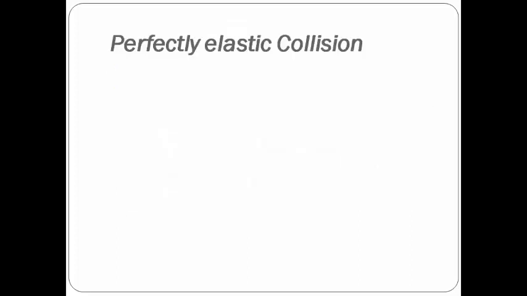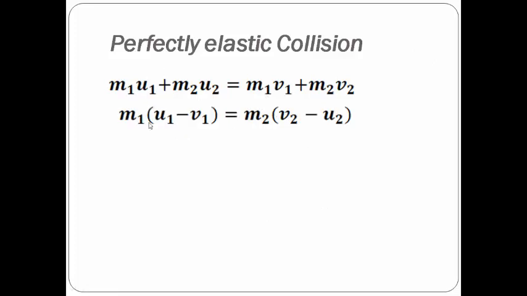For a perfectly elastic collision, we have total initial momentum equal to total final momentum. Let us take m1 common and move the terms containing m1 to the left and the terms containing m2 to the right. Taking m1 common, m1 times (u1 minus v1) will be equal to m2 times (v2 minus u2) on the right side. This is our equation 1.